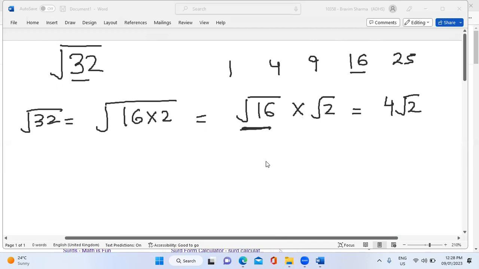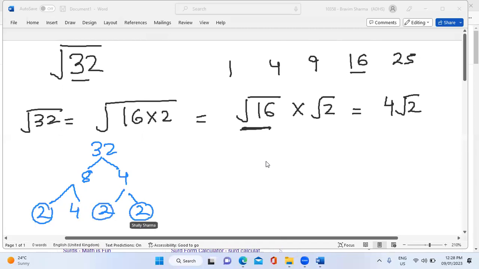If I do the same question with the factor tree, I will write 32 as, let's say, 8 times 4. Then this 4 can be written as 2 times 2. Now we got prime numbers, so this process will end here. Now we look at 8, which is 2 times 4. This 2 is a prime number. Next is 2 times 2.